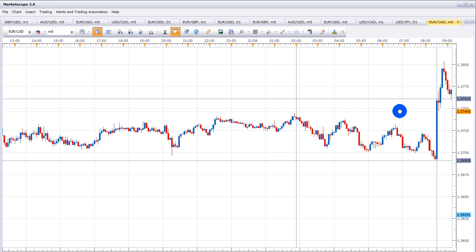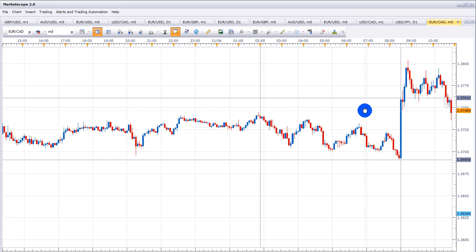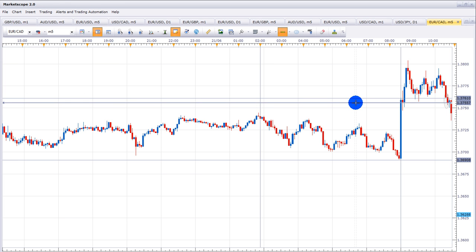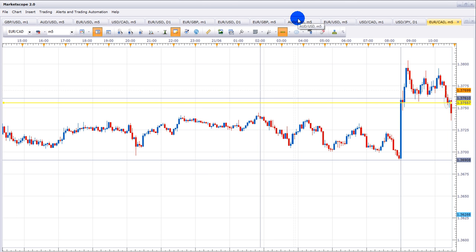So let's see what happens. We still do not have an entry, and here we go, we have an entry right here. So let me draw a horizontal line out here to indicate entry. Let's mark that in yellow. So 3755, in yellow, is our entry.